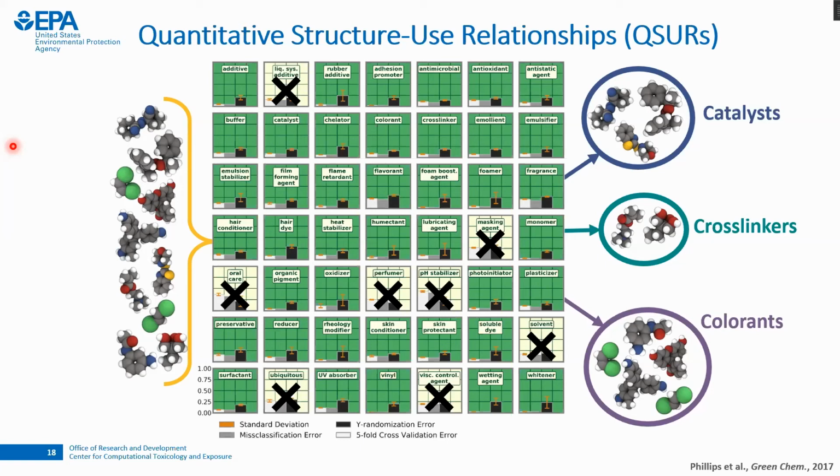You take a chemical structure, you feed it through a suite of models, and you get a yes/no prediction for each one of these functional uses. And so the functional uses you see here that have X, they weren't valid models, so we don't predict with them. If they're green, we predict with them. So you would get some sort of prediction out of all these structures to say, these chemicals are likely catalysts, these are likely cross-linkers, these are likely colorants. And you can do this for any chemical where you have a structure for it.